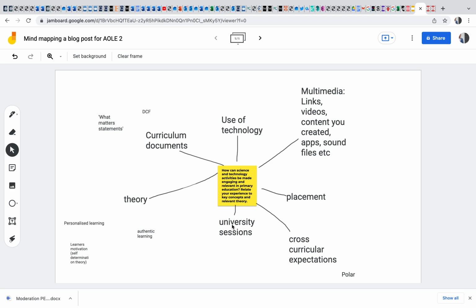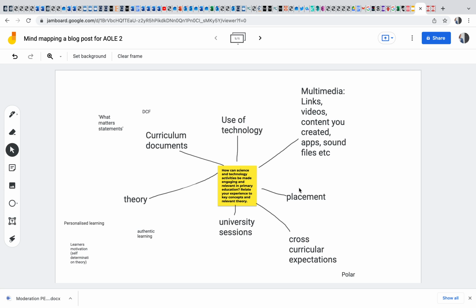We did the Polar Explorer experiment. You made your boats. You did your designing, your planning, but also think back to what the curriculum expectations were. Why did we do it? There's a little bit of design thinking there. There's some cross-curricular learning. There's maths, there's the DCF, there's physics. So within that short lesson, it was cross-curricular in that it wasn't just science.